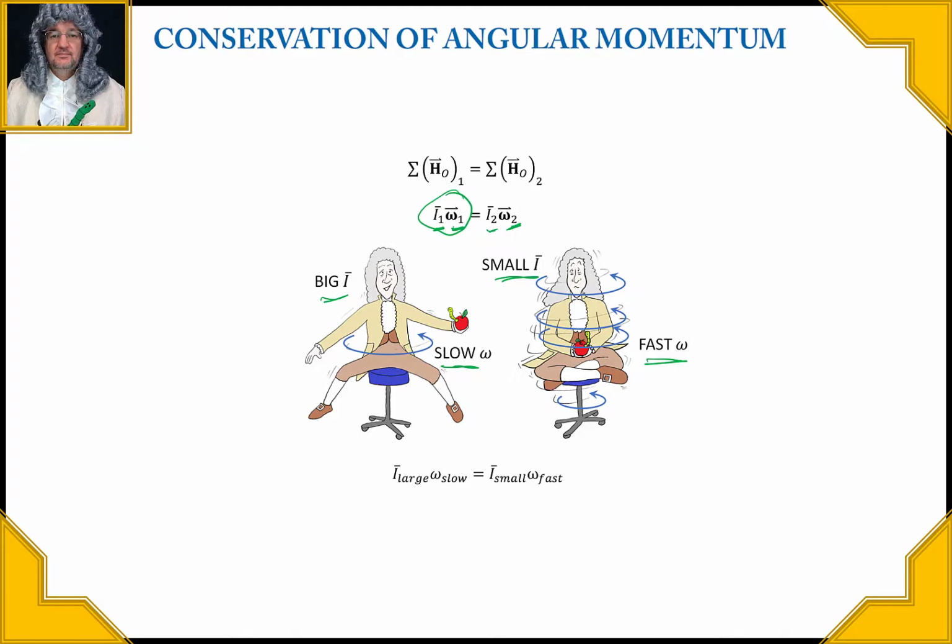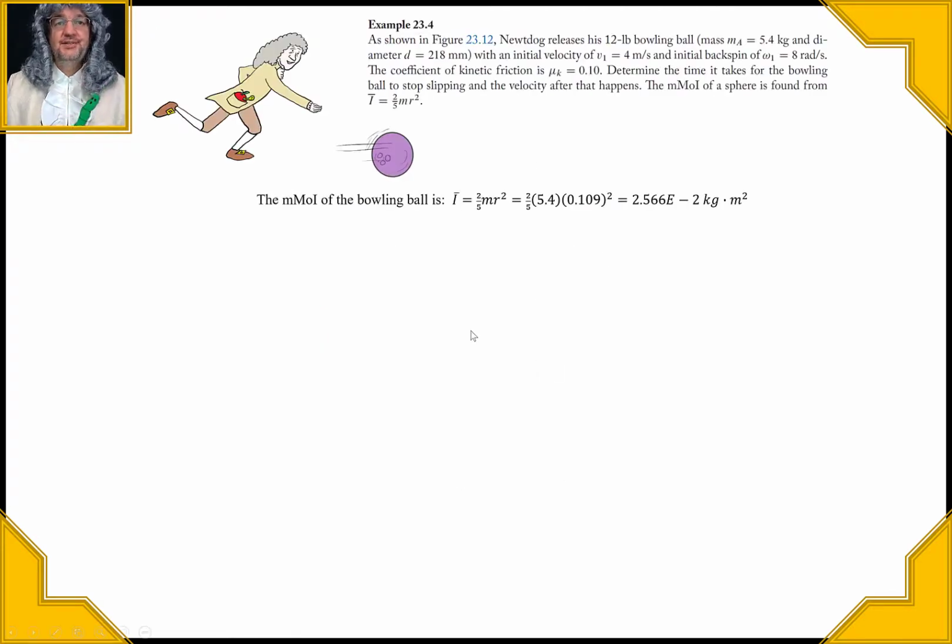All right, so here is a problem, an example, and I should, full disclosure, say I found a mistake in the problem that's in the book, and I've corrected it here. So if you have the book, you should take a look at this, and I'll point out where that is. So Newt Dog, me, I'm rolling a bowling ball with some backspin, right?